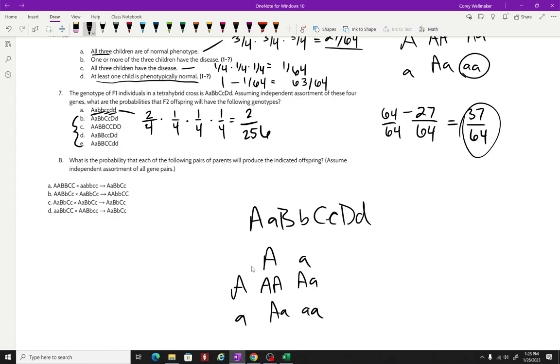What is the probability that each of the following parents will produce indicated offspring? Right, so I'm not even going to go over 8, because if you understand how to arrive at the answer for 7A, 8 is the exact same problem. The only thing that's different here is that you just have to make sure you're paying attention to what the genotypes of the parents are, because that's going to determine how you set up your Punnett square.